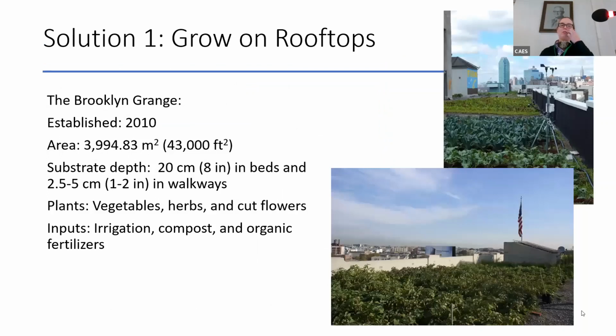So as a postdoc, I was able to work with the Brooklyn Grange. This is one of sort of the flagship rooftop farms. Relatively early construction, although this original rooftop is about the same age as that Eagle Street one that I showed earlier. It's almost an acre in growing area, and they use raised beds of 8-inch depth to grow a variety of vegetables, herbs, and flowers. And they manage it like you would a farm. So irrigation, compost additions, and a variety of fertilizers.